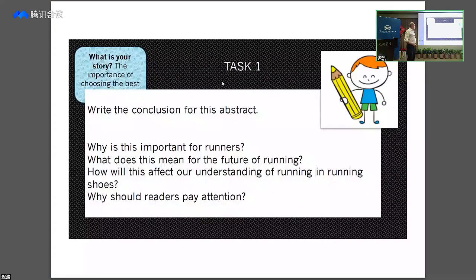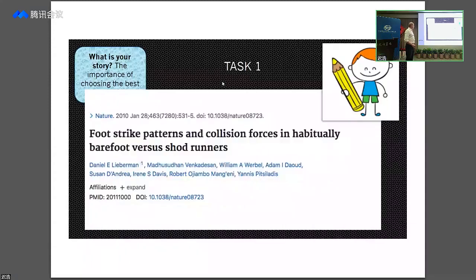And so there were two tasks that I gave you, and task one was about writing a conclusion for an abstract of a paper that is already published. Two participants have completed this task, so I will wait until next week. Maybe we'll have a few more to do this task.